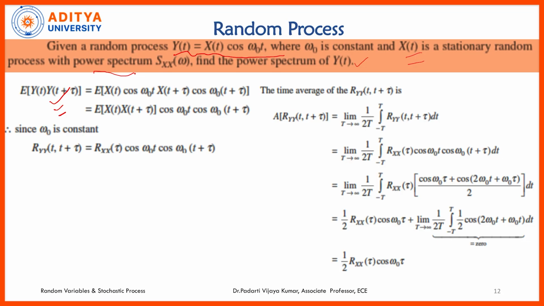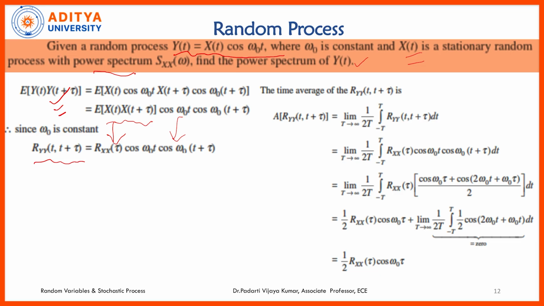x of t cos omega naught t, and what is y of t plus tau? x of t plus tau cos omega naught t plus tau. So, taking x of t and x of t plus tau on one side and applying the expectation, which is mathematically equal to Rxx of tau, and cos omega naught t and cos omega naught t plus tau is written beside Rxx of tau. So, this is the autocorrelation function of y of t.